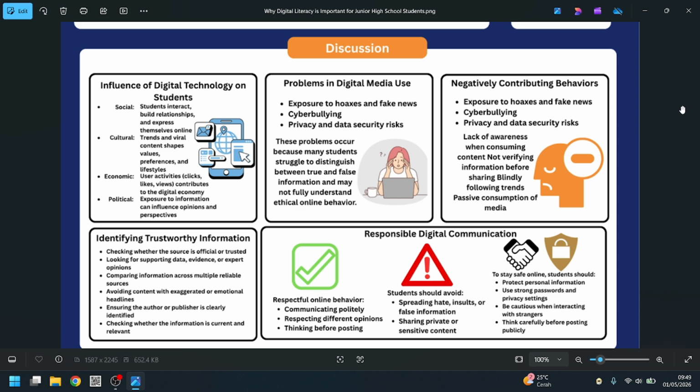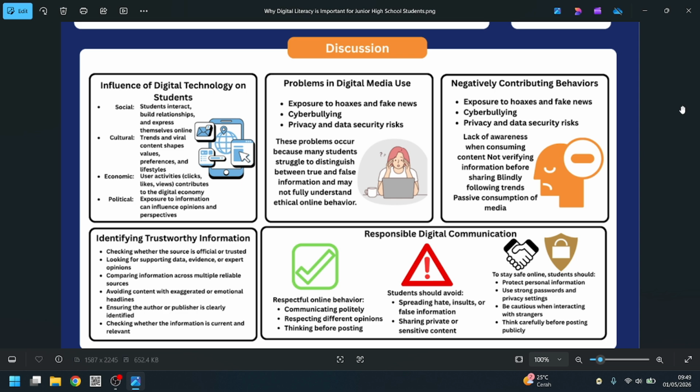Next is identifying trustworthy information. We need to check whether the source is official because if we don't, then how do we know it's real? Where did he get this information from? We also need to look for supporting data, evidence, or expert opinions, comparing information across multiple reliable sources, and also avoiding content with exaggerated or emotional headlines.